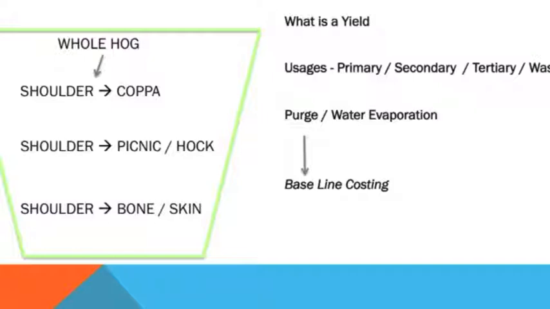That'll be a tertiary product. The skin will be a tertiary product because I can do something with that skin. The bone can be what's considered waste, and I can use that for broth. I could also consider it a tertiary product if I wanted to assign some cost to it, but it's not necessary. This puts my shoulder at about 35% of that whole animal. That copa represents about 5% of that shoulder in weight.